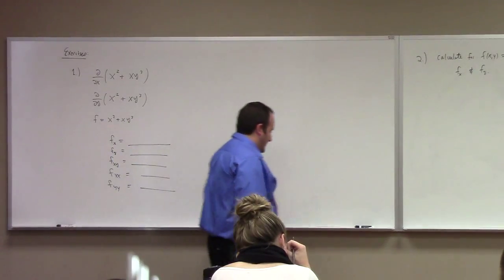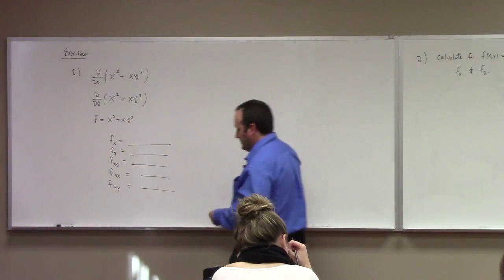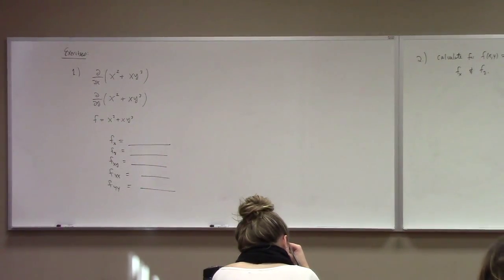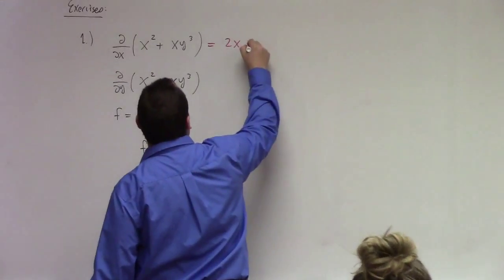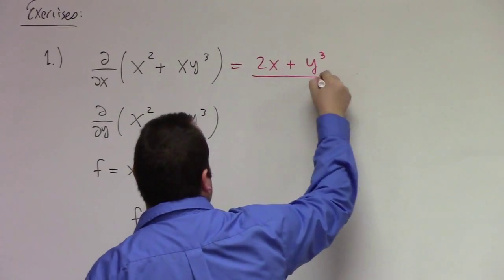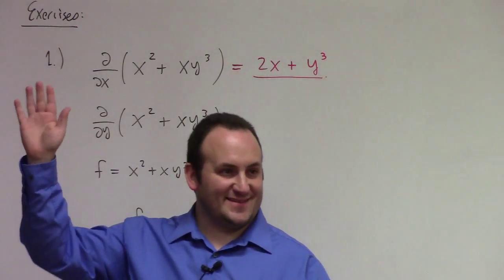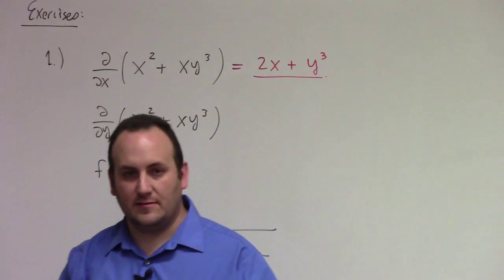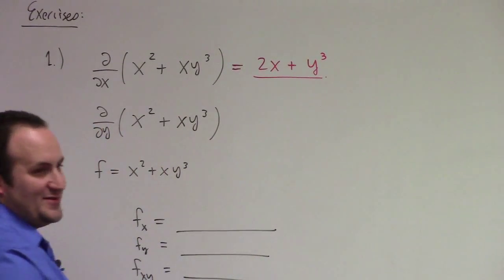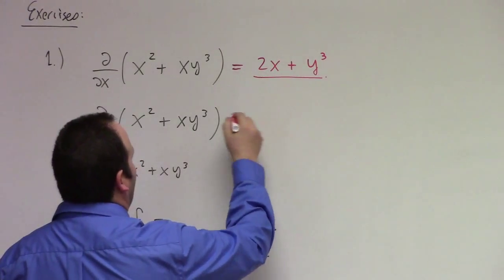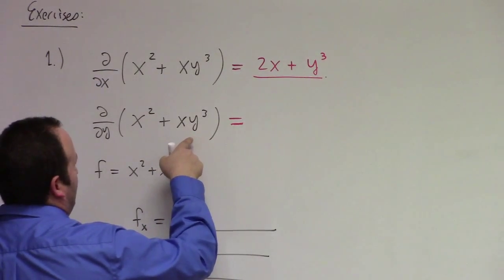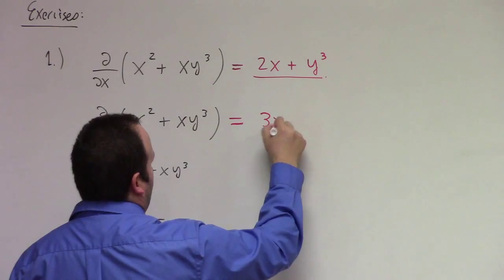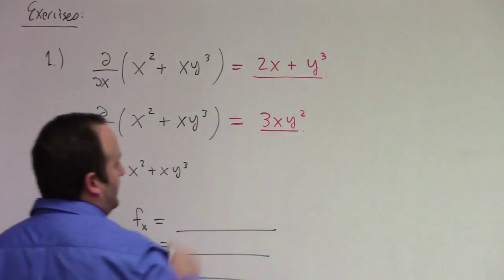All right. So I was trying to keep you guys busy. Let's see here. First of all, this gives me 2x plus y cubed. Show of hands, who got this? Okay, good. Sorry, I don't want to single people out. I won't do that again. Okay, so this is, what do we got here? 3xy squared. All right.